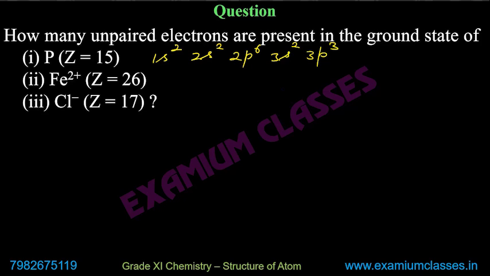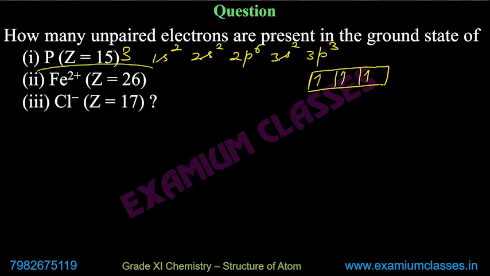10 plus 5, 15. Now, if you write 3p3, the outer electronic configuration, this is not fully filled, so there are unpaired electrons. But 3p3 will be, as per Hund's rule of maximum multiplicity, 1 electron here, 1 here, 1 here. Means 3 unpaired electrons are there. And that is the question: how many unpaired electrons are present? So the answer will be 3.